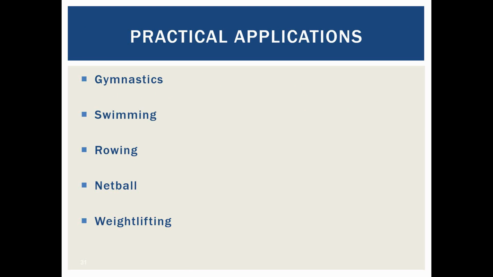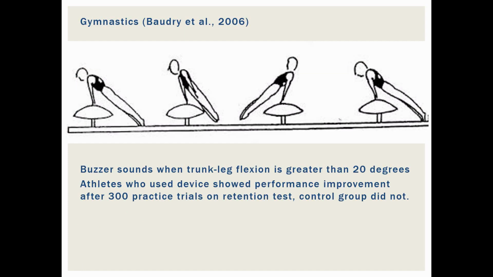Let's take a look at a few specific examples of how skill acquisition practitioners have used augmented feedback in specific circumstances. In this particular study in gymnastics, a buzzer was placed on the trunk of a gymnast. You can see it here by the white dot in this visual representation.